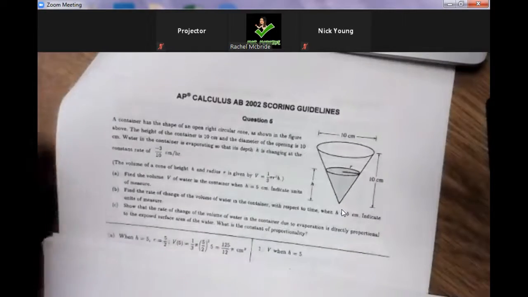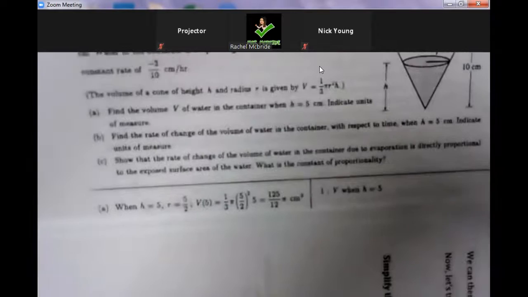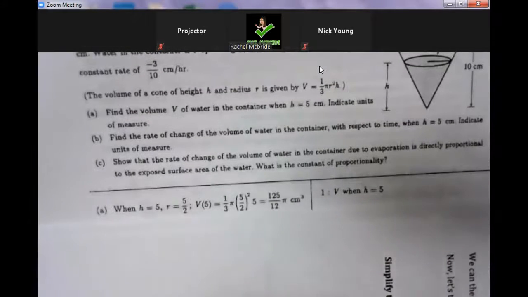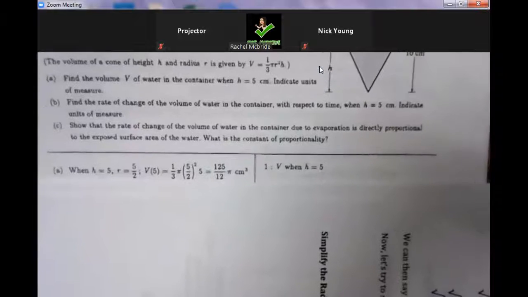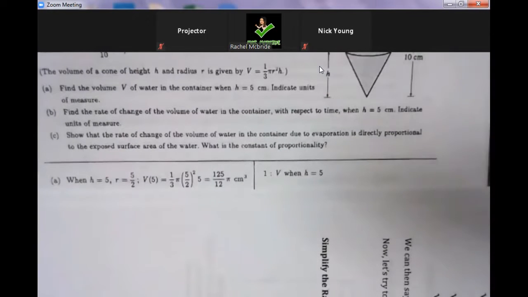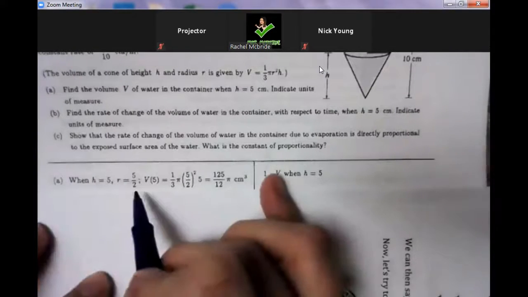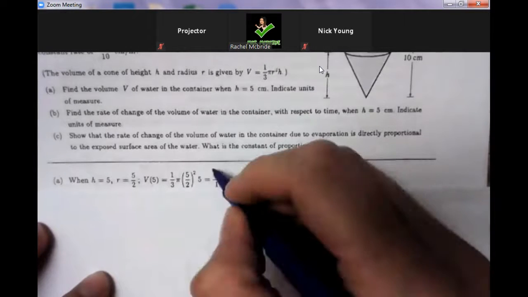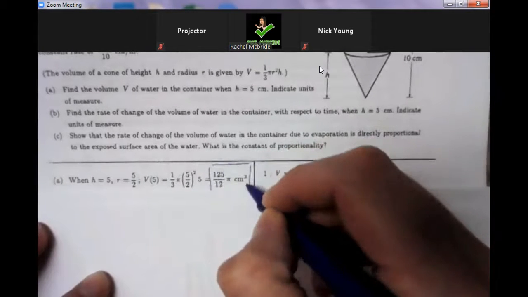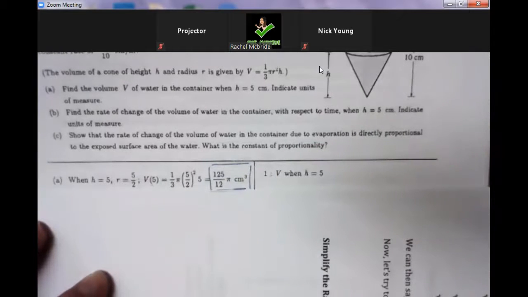So we're going to break this down into parts. The first thing we're going to look at is part A. In part A, they gave you 1 point if you had the volume when h was 5. So you earned your first singular point if you had the volume correct when h is 5. If in part A you plugged 5 into the volume formula and you got 125 pi, then you got 1 point.